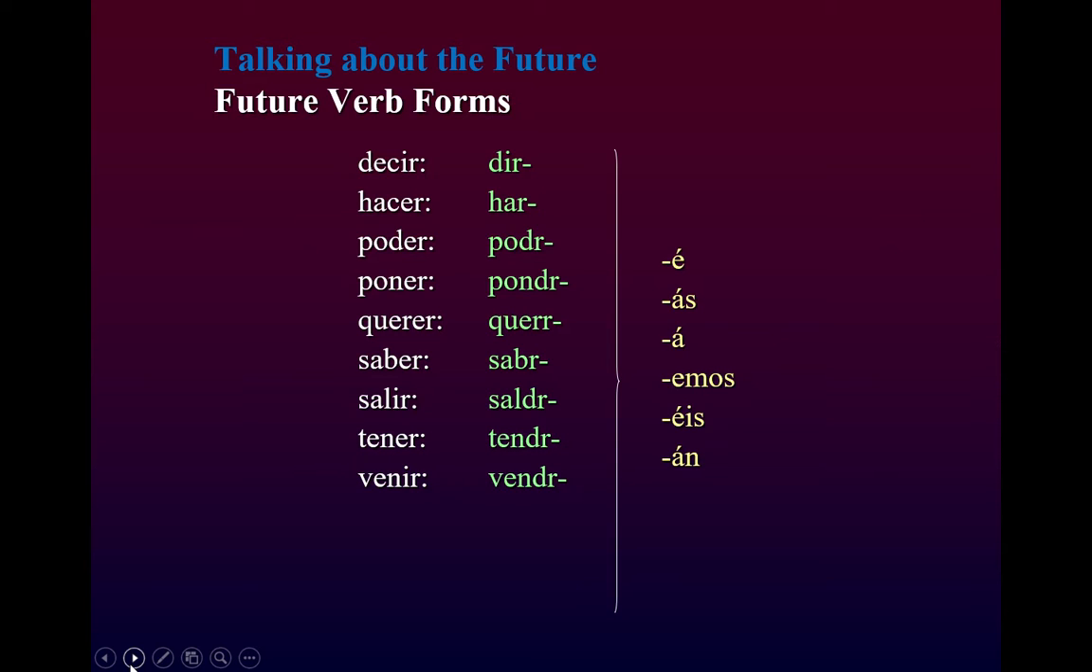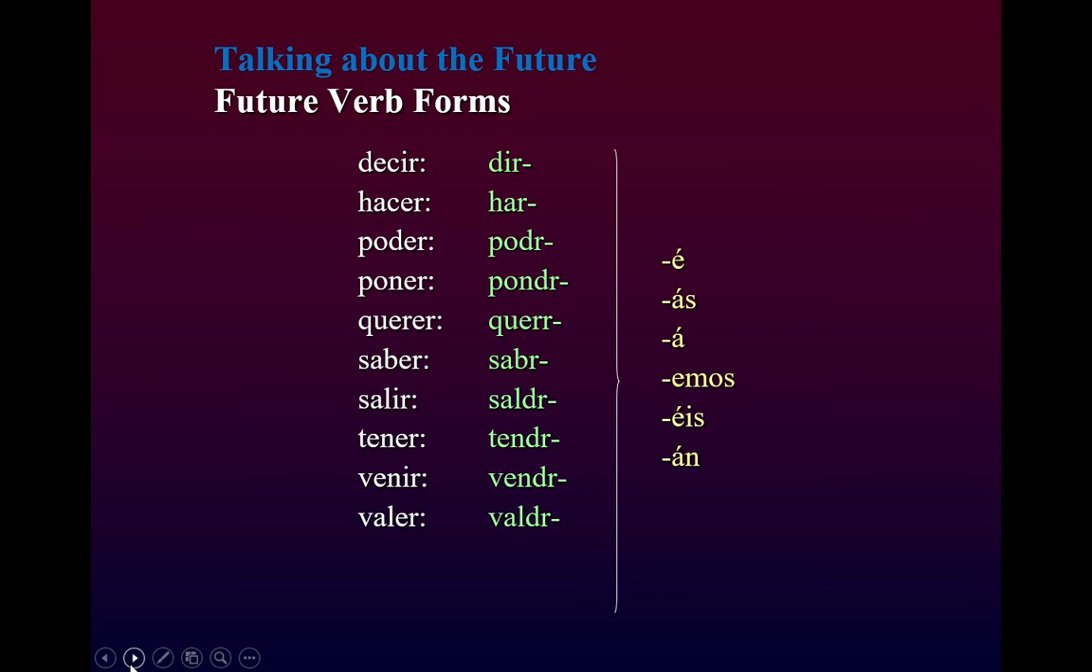The verb venir also has a D inserted. So venir, to come, becomes vendré. Jesus Christ said to his disciples, vendré pronto. I come soon, or I will come soon. And there's thunder in the background. Wow, to punctuate my little statement.